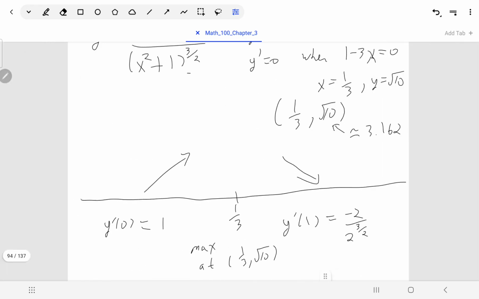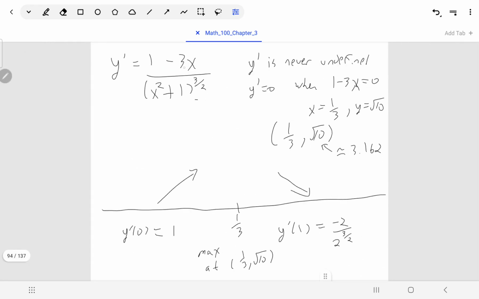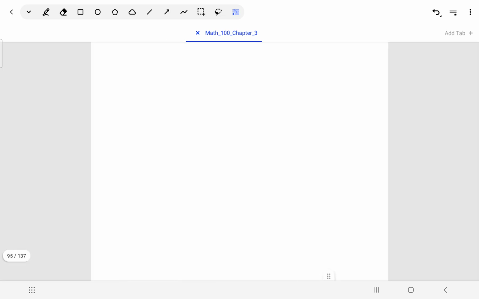So now next part. Now that we've dealt with our first derivative, (1 minus 3x) over (x squared plus 1) to the 3 halves, now we need to move on to our second derivative. And for that one, when we find our second derivative, it cleans up to give us 6x squared minus 3x minus 3, and of course over (x squared plus 1) to the 5 halves this time in the denominator.